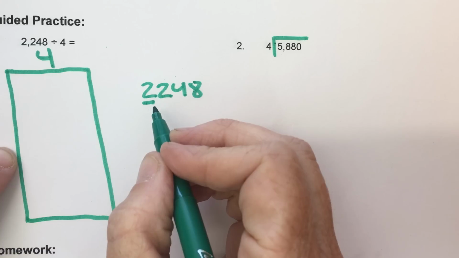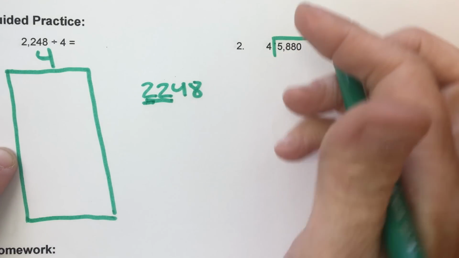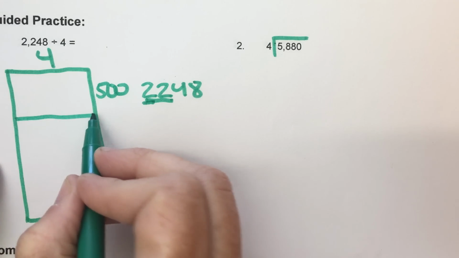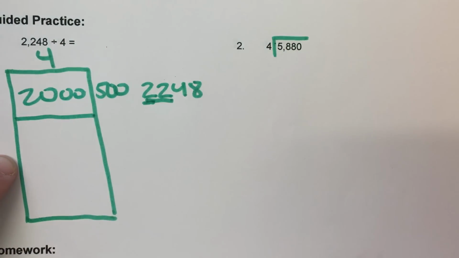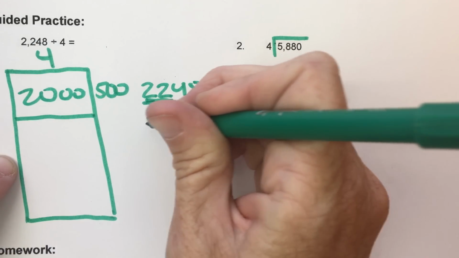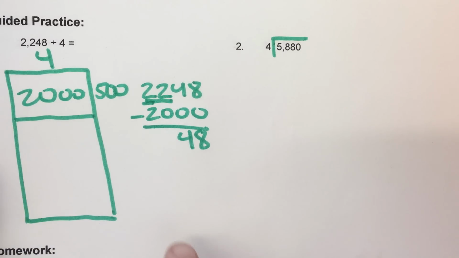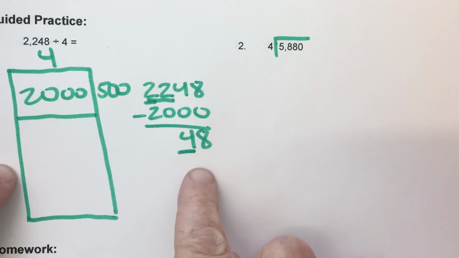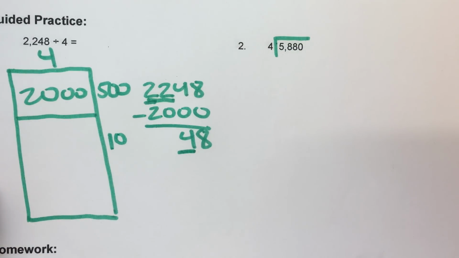So 4 can fit into 2. No. 4 can fit into 22 5 times, but there's 2 spaces, so it's actually going to be 500. And that's step 4. Step 5 says to multiply them. So 5 times 4 is 20, and I'm going to add my 2 zeros. Step 6 says I'm going to subtract this from here. Step 7 says I'm going to go back to step 3 and start over. So can 4 fit into 4? Yep. 4 can fit into 4 one time, but since there's a 0 there, an empty space, I'm going to say it's a 0. So there's going to be 10.